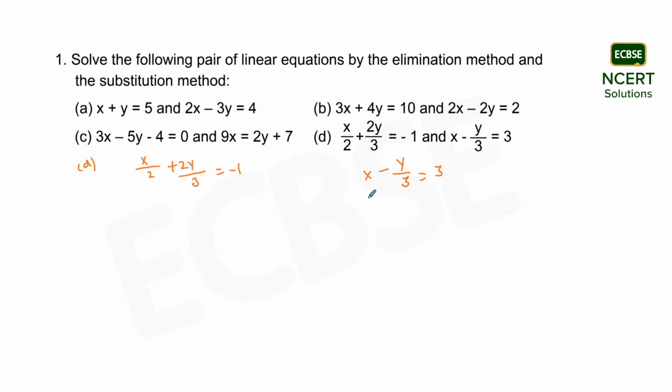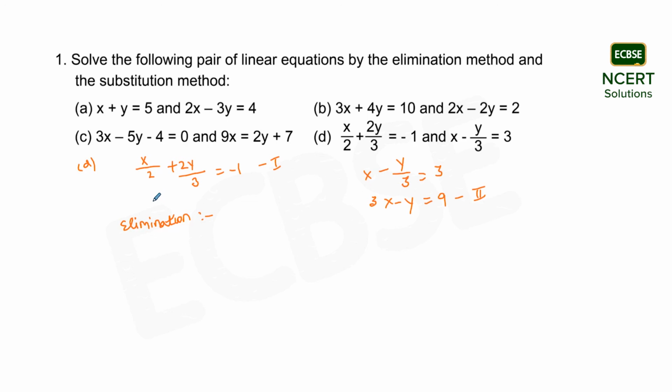Now let me take the LCM of the second equation. It will be 3x minus y is equal to 9. Right. So let me mark this the second equation, and this is the first equation. Now let me start solving these equations with the elimination method first. So as I know, in the elimination method we ensure that the coefficient of the variable is the same in both the equations. Let me first simplify the first equation as well.